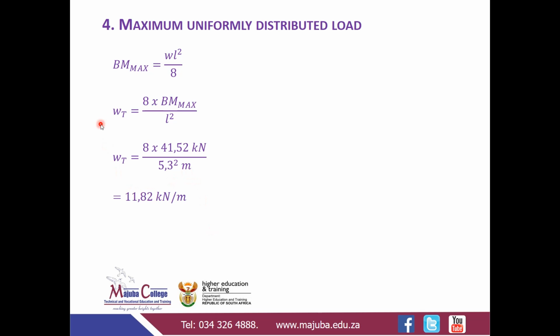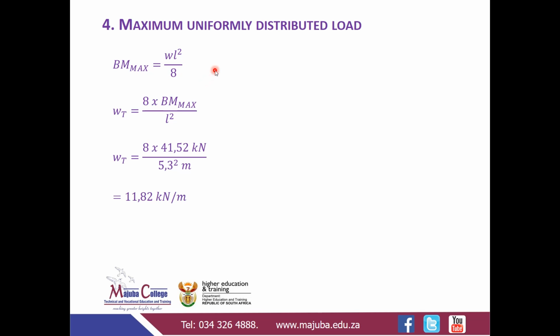Let me deal with this question now. Now this is the maximum uniformly distributed load. All right, the maximum uniformly distributed load. You remember that our beam. Okay, so for UDL, the maximum bending moment formula is given by WL squared over 8. All right, WL squared over 8. So this is the formula for what? For the UDL, the bending moment for UDL.